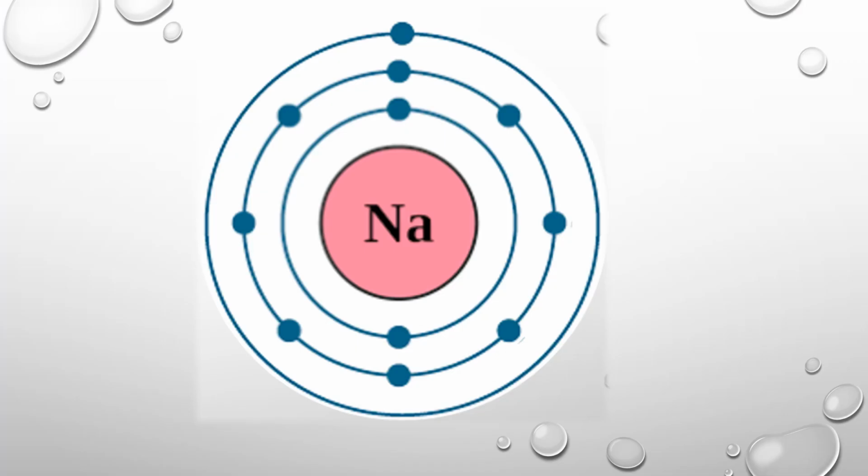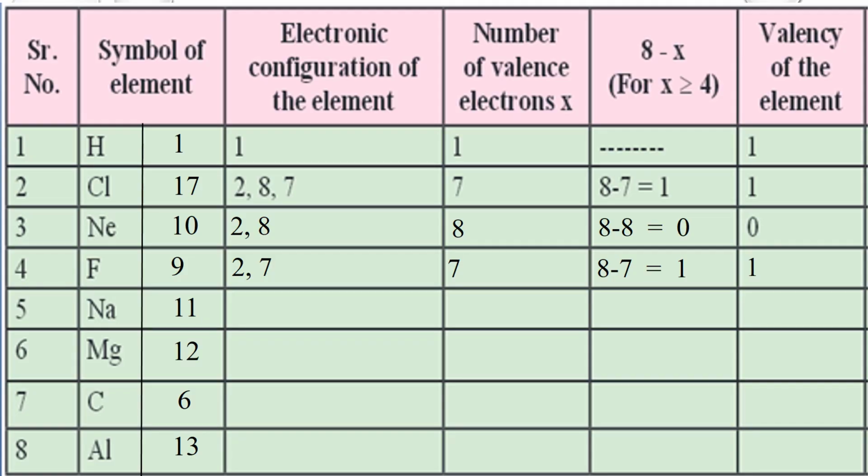So 11, so I put 2 in the first shell, 8 in the second shell, and 1 in the third shell. So it is 2, 8, 1. So I'm going to write this: 281 is the electronic configuration. The last number is 1. That means 1 electron is present in the outermost shell, or the valence shell. So 1 becomes my valence electron.